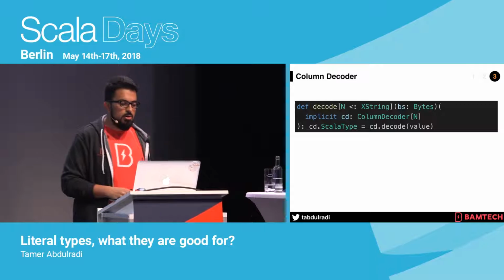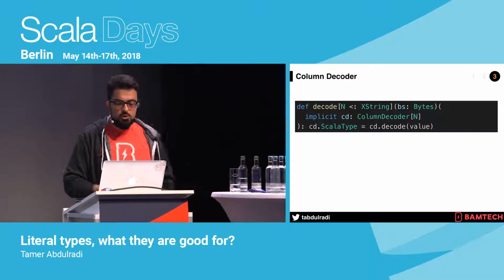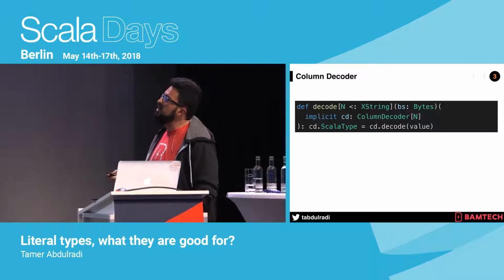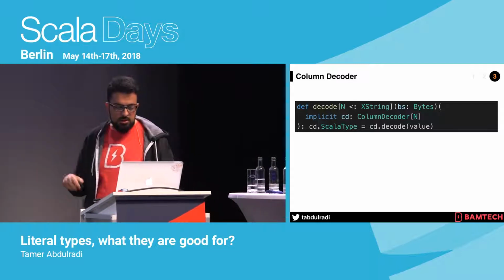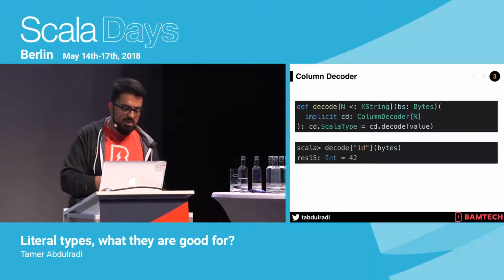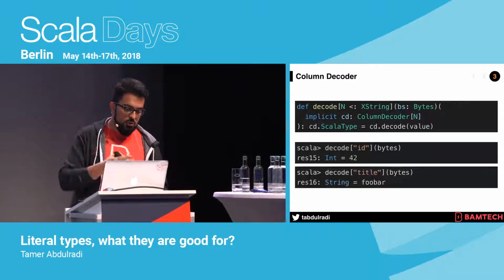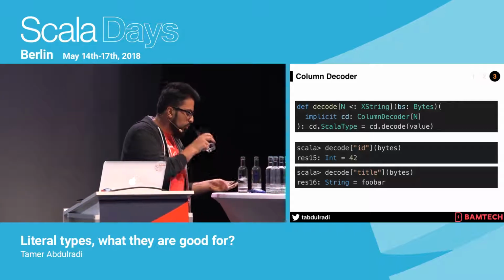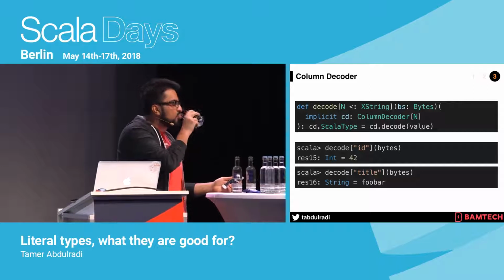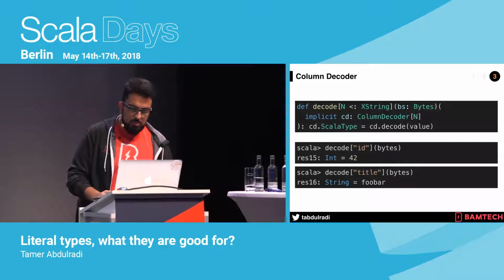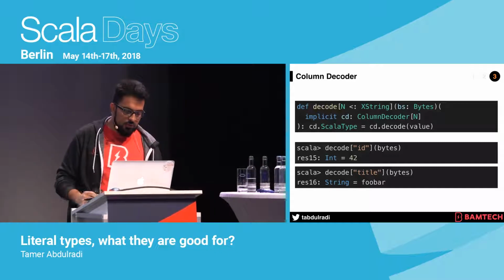Finally, we can write our decode function to accept a column name string, then give us directly the Scala type, and it works as expected. So now the compiler knows about id, that's Int, and column title, that is String. All right, so far so good.